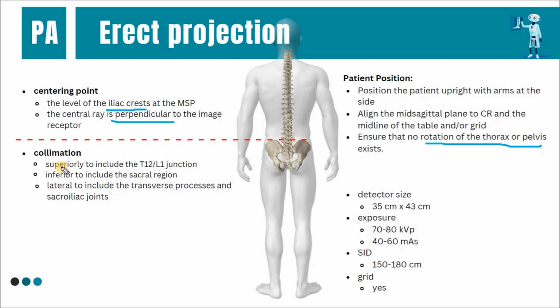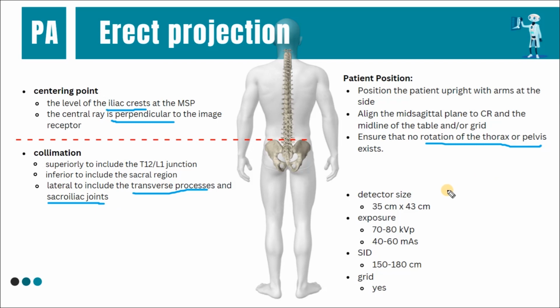From the superior, you should have the T12 and L1 junction in your image. From the inferior, you have to include the sacral region. Laterally, include only the transverse processes and the sacroiliac joints. So do not open your collimation widely. You just need to include the transverse processes and the sacroiliac joints.